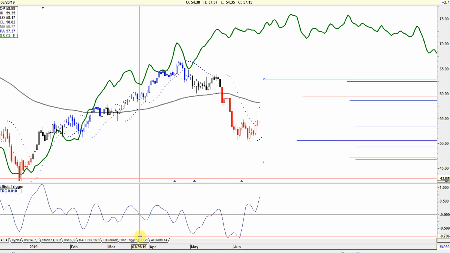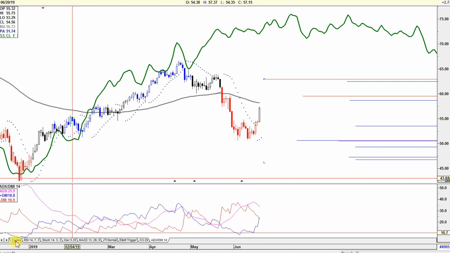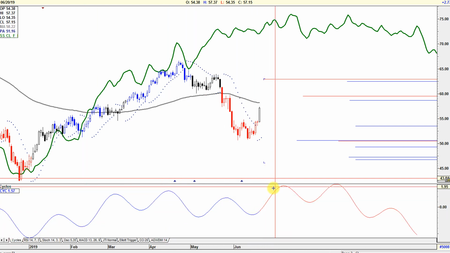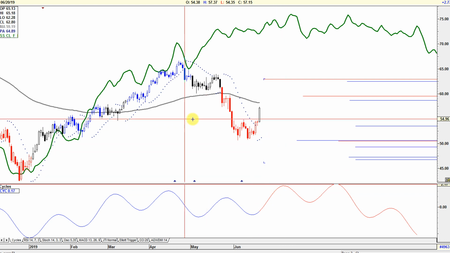Elliott trigger, no, something there. CCI positive. So cycle is the one I'm looking at. So we're pointing, and it could go up to July 8th. We'll see.